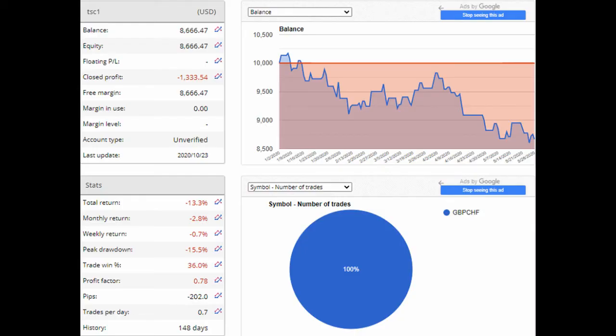Well, it didn't turn out exactly like Steven's result. Actually, it's the opposite of that. We not only made no money, but the account went in the red and suffered a loss of around 13%.